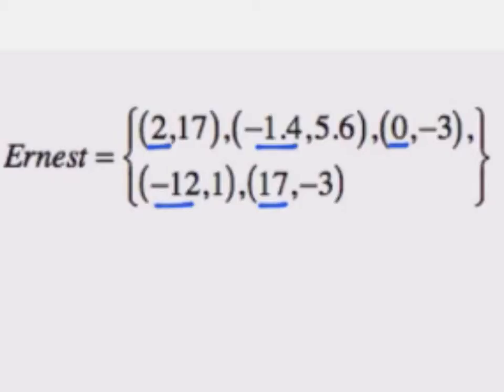This is a function. It's totally okay that the output of negative 3 is repeated twice. That's totally fine. If it were an input, it would be a different story. So yes, Ernest is a function.